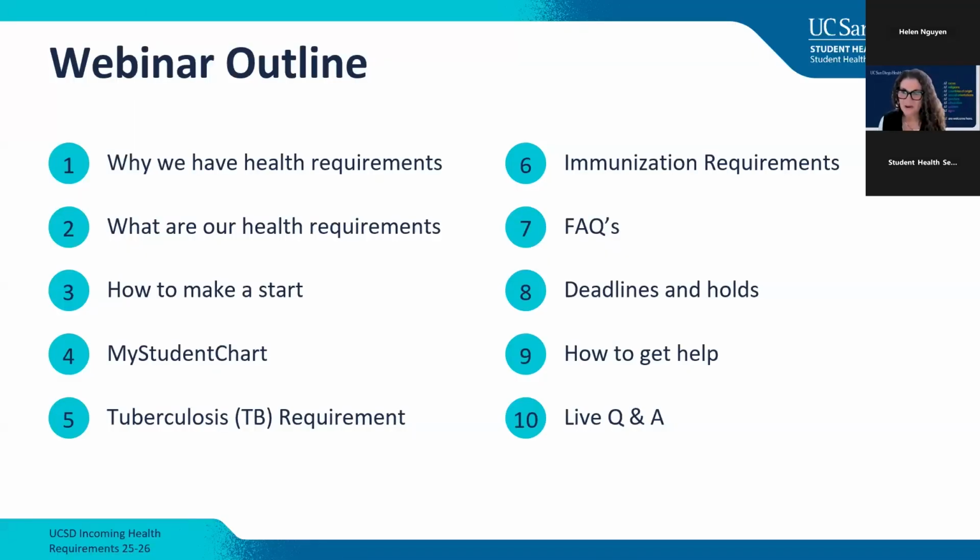I'd like to just go over our webinar outline and the types of things that you can expect from today's session. We're going to go through why we have these health requirements and when they're established, what they are so that you can get prepared, how you can make a start, and we'll be looking really specifically at My Student Chart, which is the patient-facing or student-facing part of our electronic health record in Epic. We will be digging in a little deeper to the tuberculosis requirement and the specific immunization requirements.